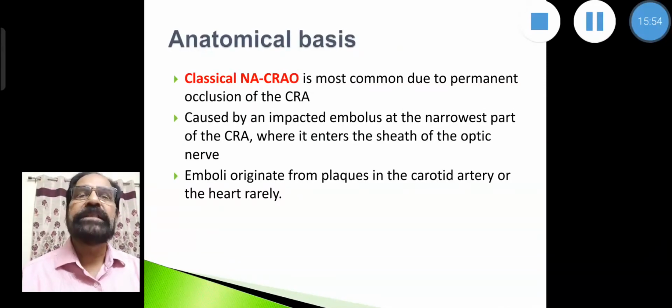Anatomical basis for this: classical non-arteritic central retinal artery occlusion is the most common, due to permanent occlusion of the central retinal artery. It is caused by an impacted embolus at the narrowest part of the central retinal artery, where it enters the sheath of the optic nerve. Emboli originate from plaques in the carotid artery or, rarely, from the heart.